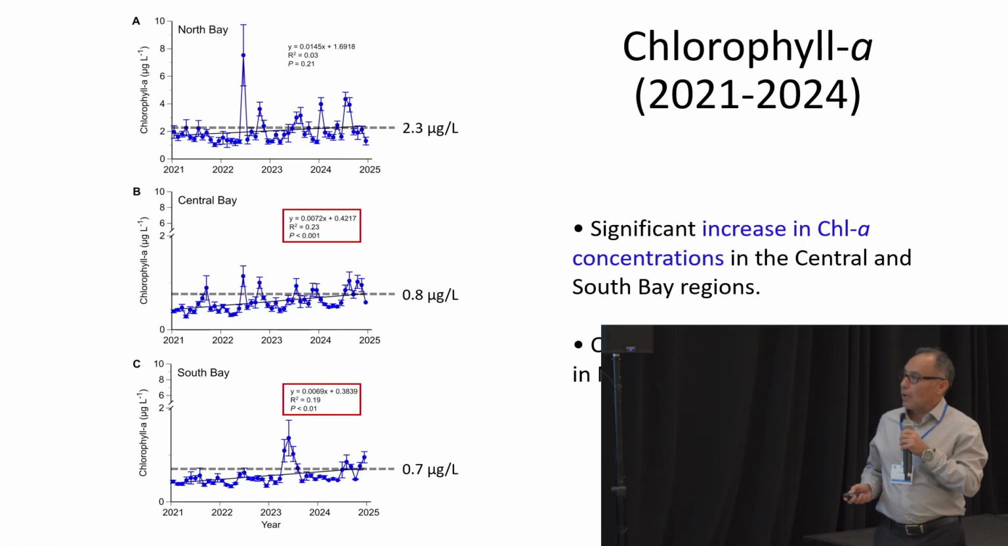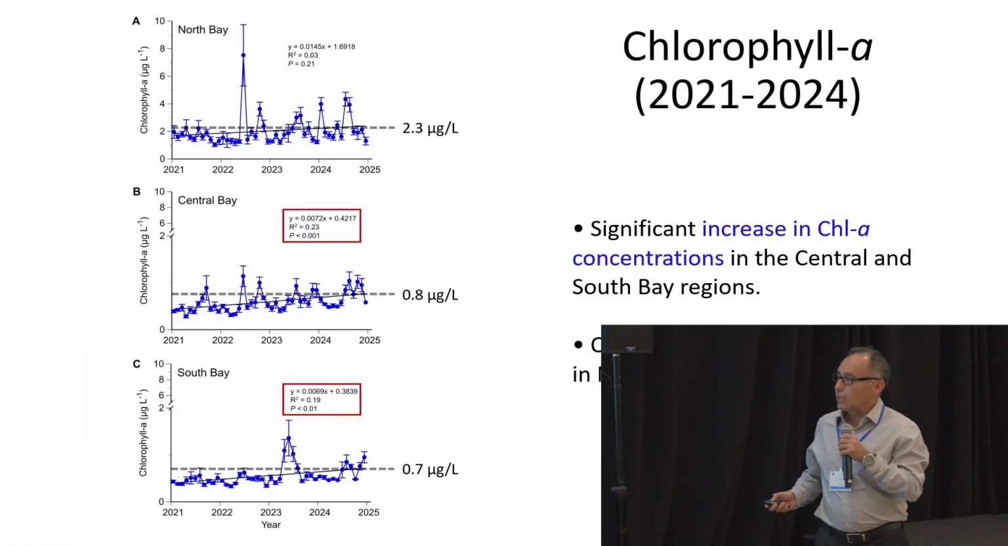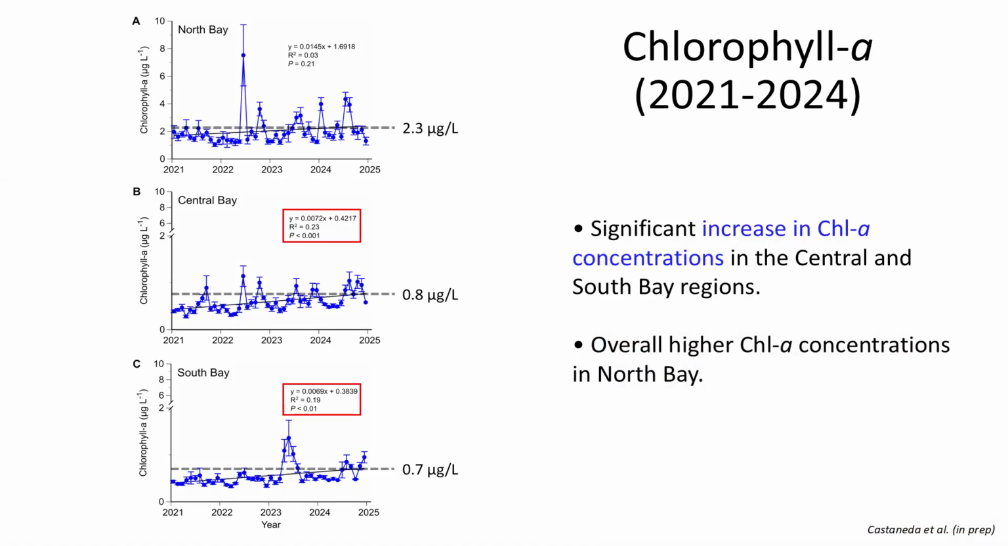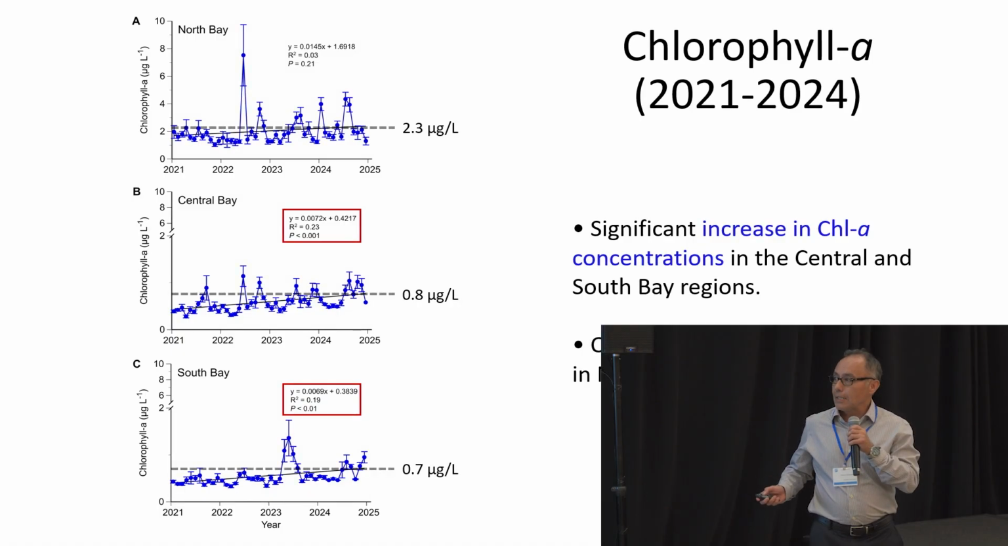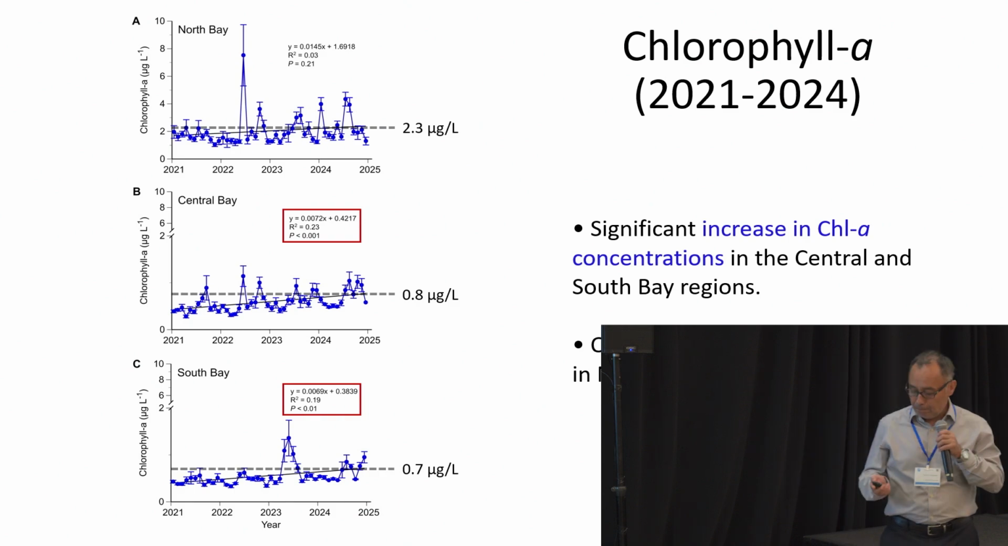In terms of the time series analysis, basically we pooled the data by regions, the north, the central, and the south, and then we found a significant difference in chlorophyll in the central and in the south bay. In the north, the concentrations are similar throughout these years, but the concentrations right here are 3 times higher than what we see in the central and in the south part of the bay.